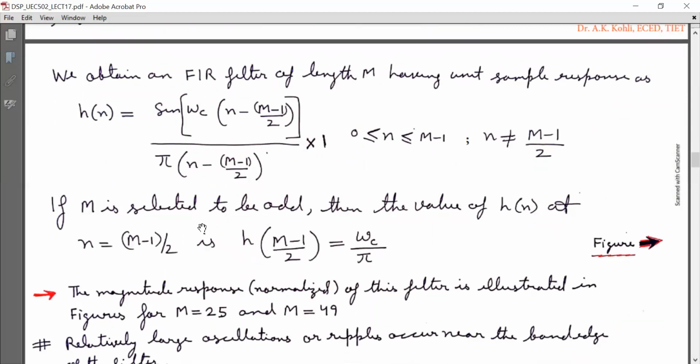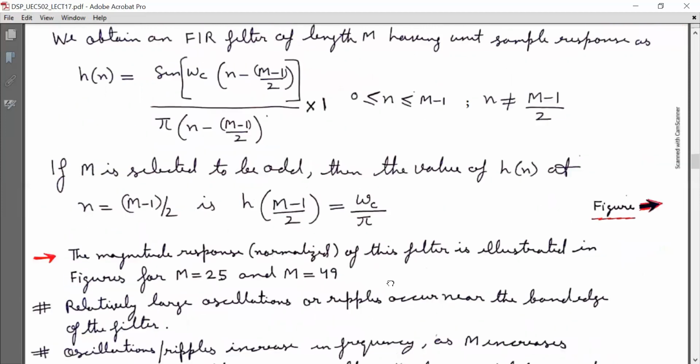If M is selected to be odd, then the value of h(n) at n equal to (M−1)/2 is h((M−1)/2) equal to ωc/π. It has been obtained by applying L'Hospital's rule for n equal to (M−1)/2. When you write the program, this is a usual mistake, because we need to calculate it by using L'Hospital's rule.